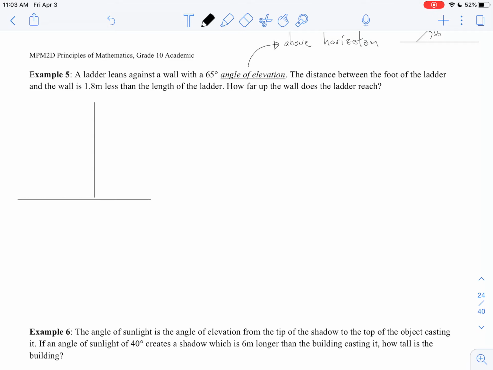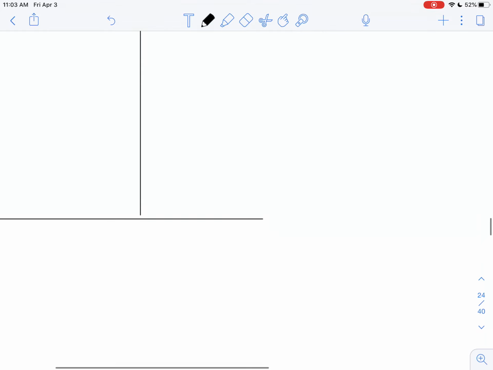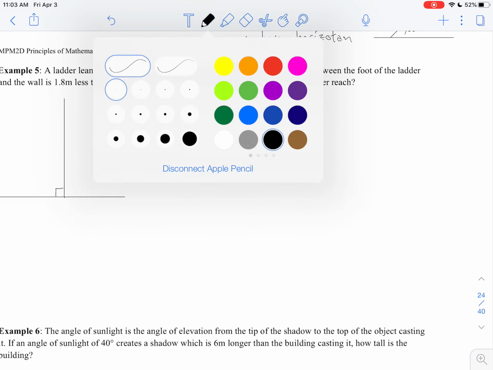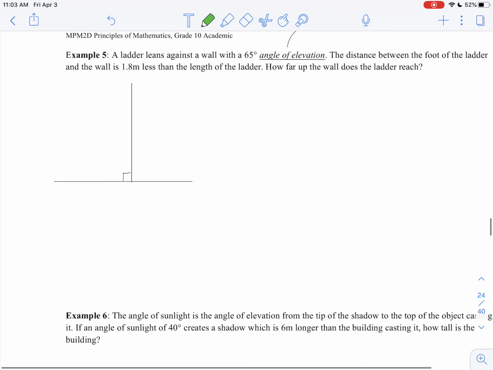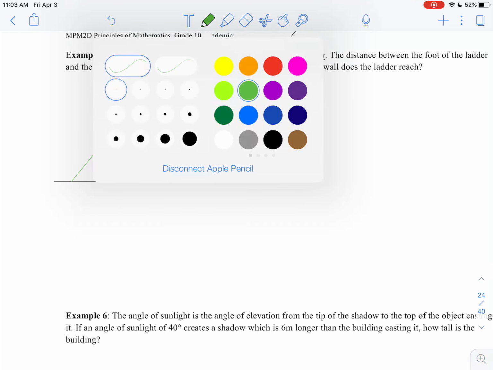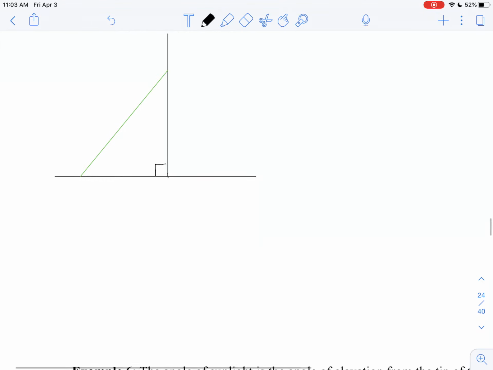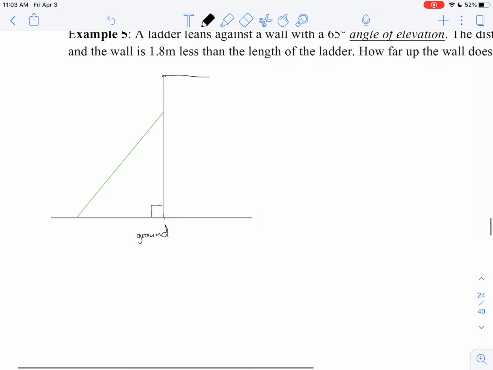Right about there. Pretend that is perfectly straight, perfectly flat at 90 degrees. And then we've got the old ladder leaning against this. Let's go a green ladder. Leaning against this, something like that. And they're saying that we have a 65-degree angle of elevation. So we have to go to our horizontal, to our ground down here. This is our ground. This is our wonderful building. You can see all the wonderful windows that people are quarantined inside. And we have a 65-degree angle down there.